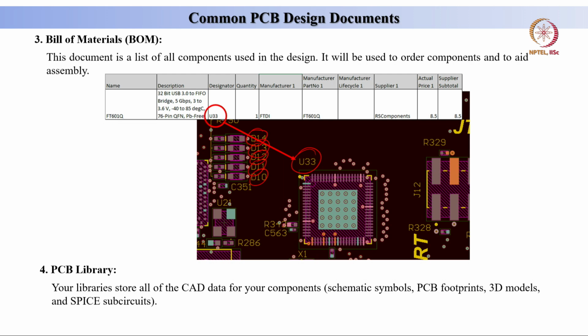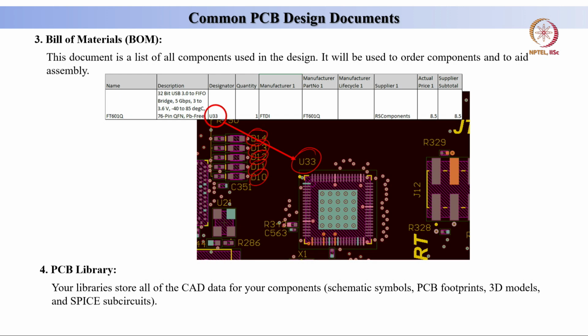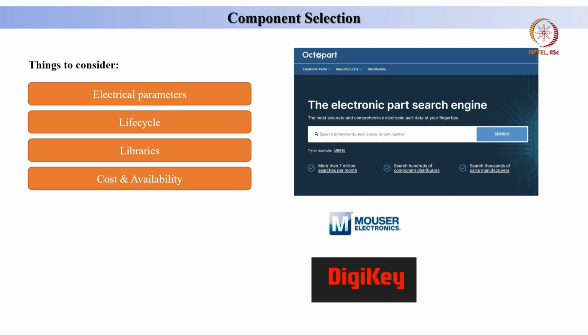Then comes the PCB library. So how do you get all the documents that I showed previously, the symbol, the footprint and the 3D model? How do you get that? So you get that from a PCB library which stores all your CAD data, the computer aided design data for your components, such as the symbols, footprints and 3D models. And in some cases you may be able to do simulations. So in those cases you can even get the SPICE model subcircuits if you want to do simulations. So these are the general documents that you need to look for in a PCB design.